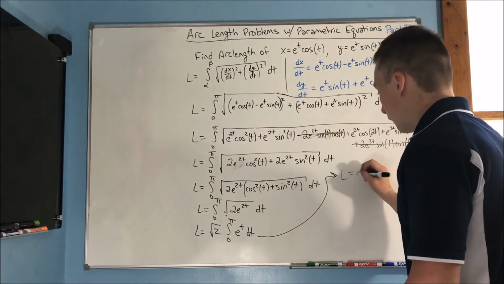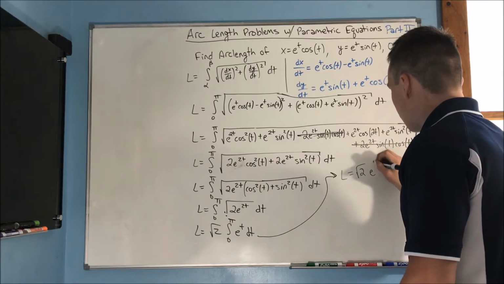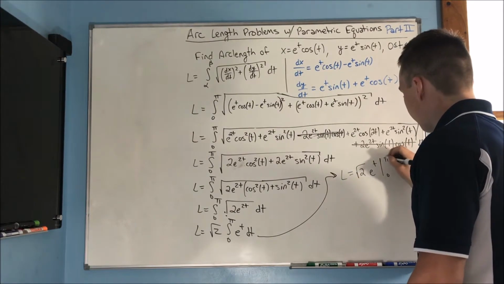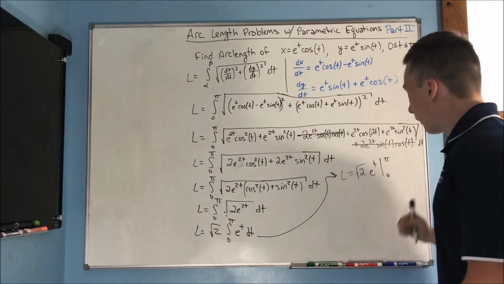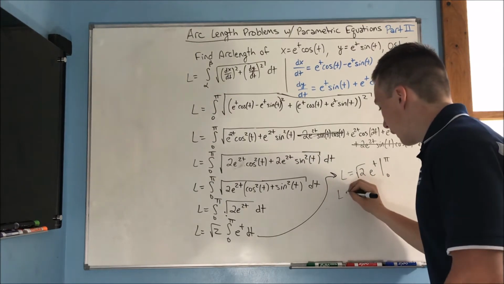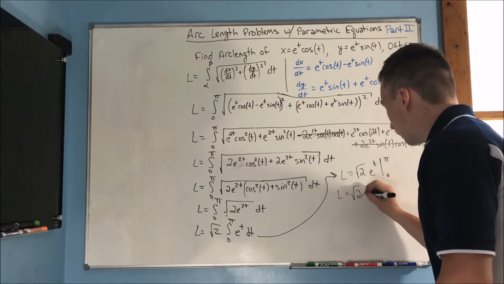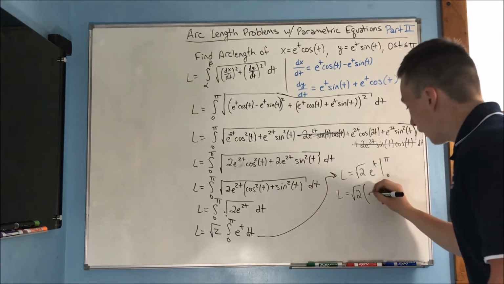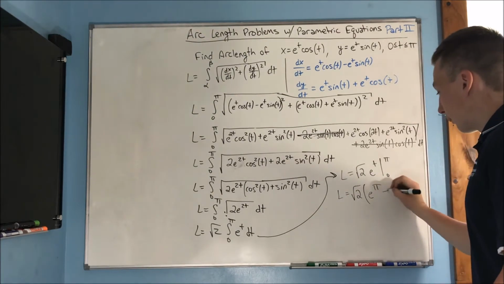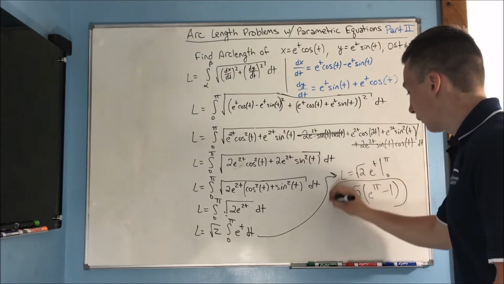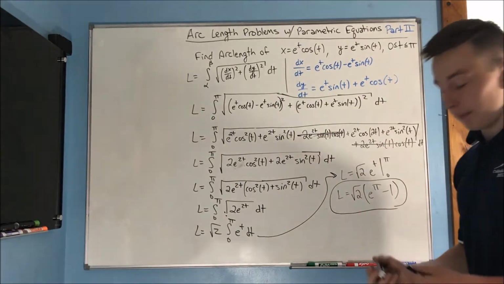That's just going to be that the arc length equals rad 2 times e to the t evaluated from 0 to pi. There's no dt now. And we get that our arc length is equal to rad 2 times e to the pi minus 1. That's going to be our answer.